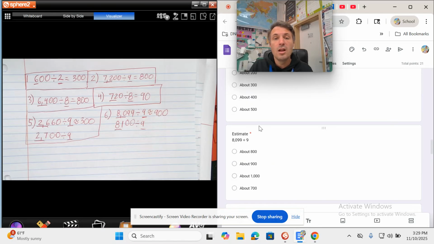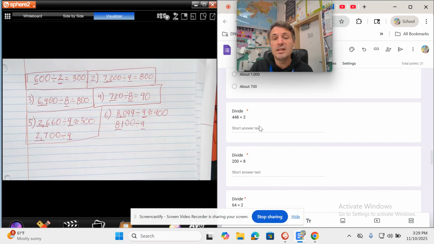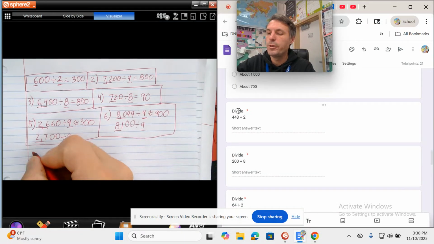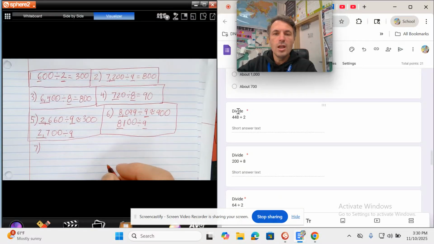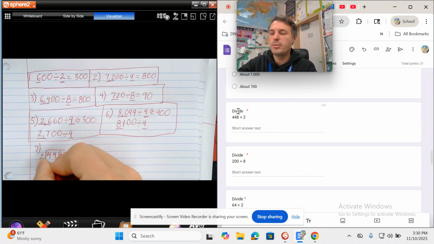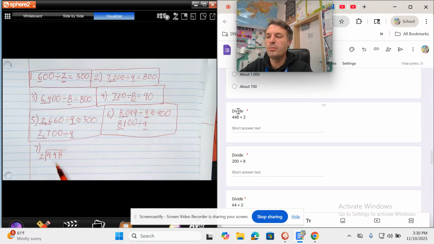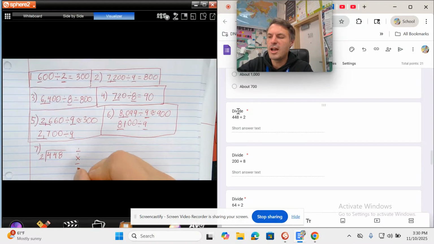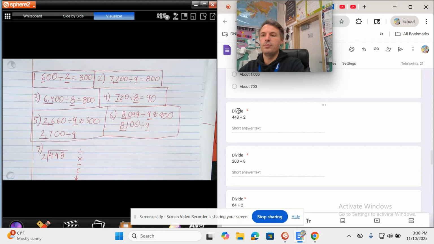Okay, that said estimate. The last few said estimate, so we didn't need to do actual long division problems to find the exact answer. But look, this one just says divide. So we're going to do a long division problem and find the exact answer. So put number 7 here. And look, it says divide 448 divided by 2. So we set it up as a long division problem. The dividend goes in the den, the divisor goes outside, sir. And we follow the steps. Divide, multiply, subtract, compare, bring down.